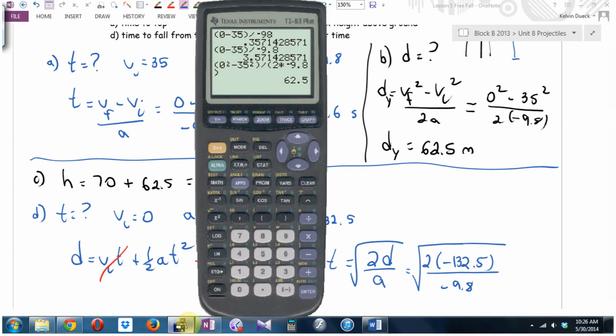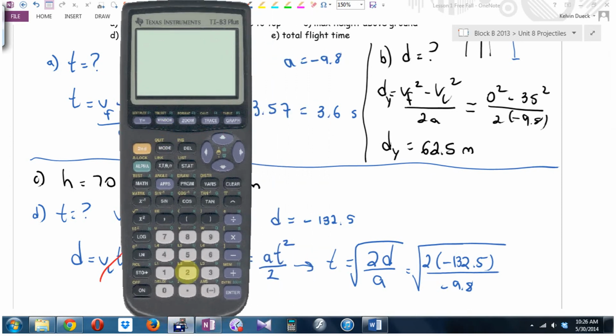Now, Olivia, here's the beauty of this. If you had missed that negative, you probably would have caught yourself on this line, because you would have turned the calculator on, typed 2 times 132.5 divided by negative 9.8, and then taken the square root of that. And you would have gone, huh? You would have got some kind of an error on your calculator. Hopefully what nature is saying is, I'm sorry, I can't go down and end up above. So then you'd catch it, and you'd say, I need a negative right there.